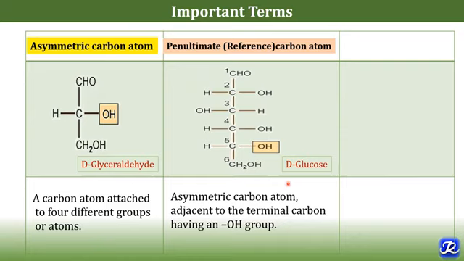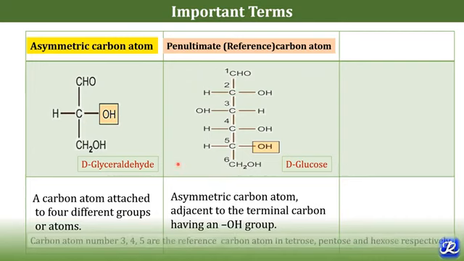This is the structure of glucose having 6 carbon. It is a hexose sugar. And the carbon atoms are numbered like 1, 2, 3, 4, 5 and 6. So this fifth carbon atom which is adjacent to the terminal carbon, here carbon number 6. So this fifth carbon atom is an asymmetric carbon atom, and this is called as reference carbon atom because this is adjacent to the terminal carbon having hydroxyl group.